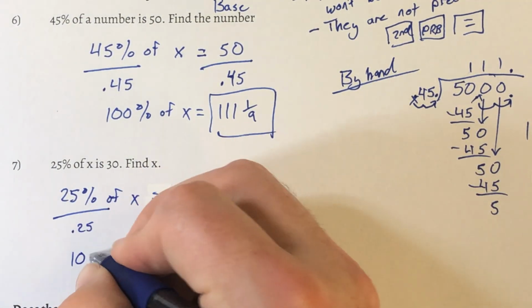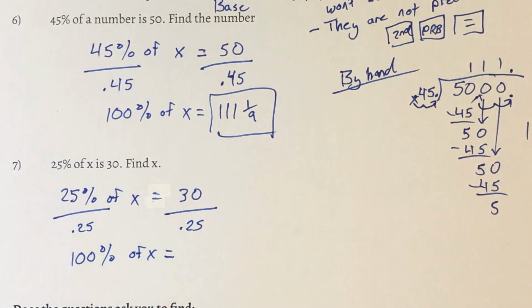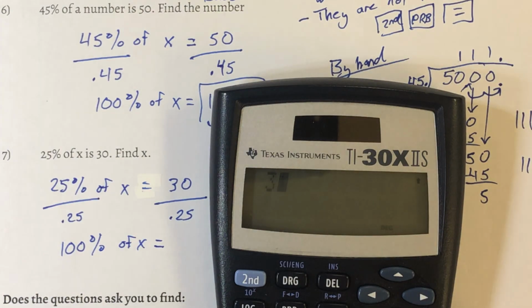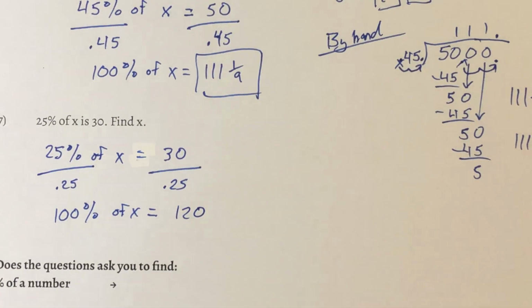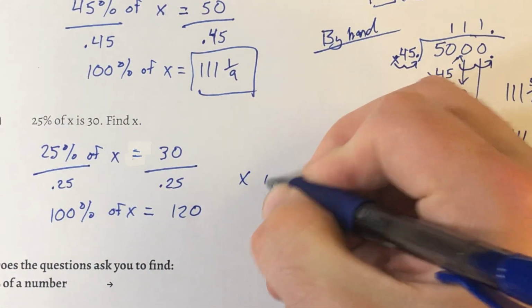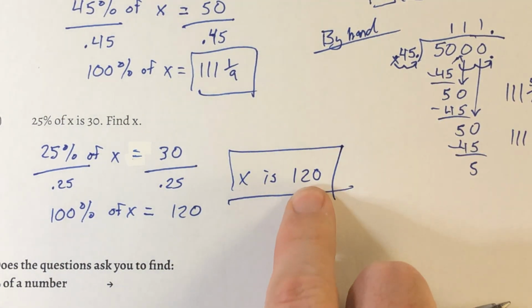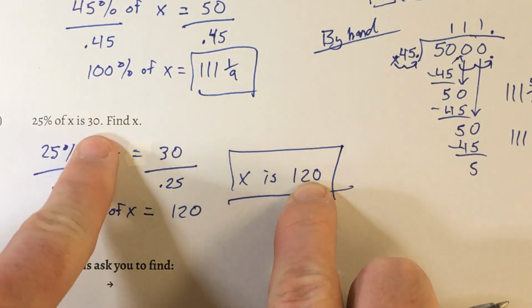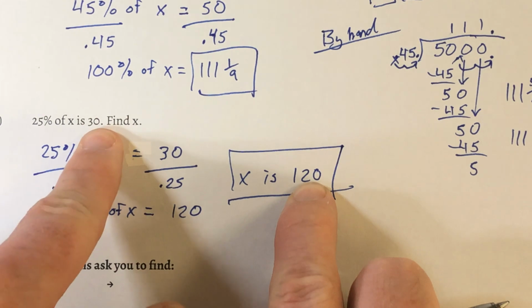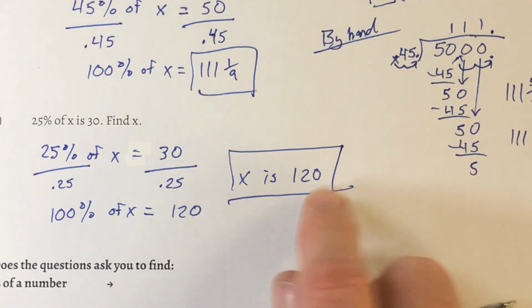So that's going to be 100% of x is equal to, let's see what 30 divided by 0.25 is, 120. It comes out nicely. So what's our answer? It says find x. We're going to say x is 120. That means 120 is the whole number, and a piece of that number is going to be 30. Wouldn't you agree that 30 would be a small piece of 120? Absolutely. At least it should.